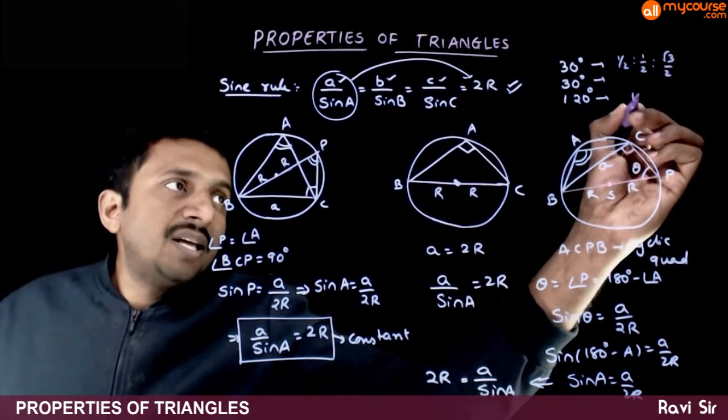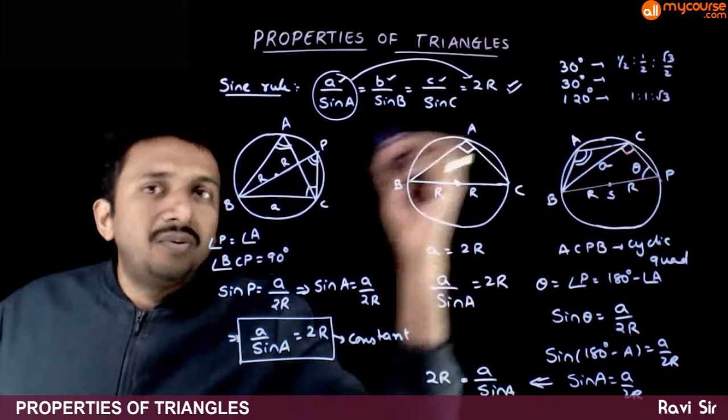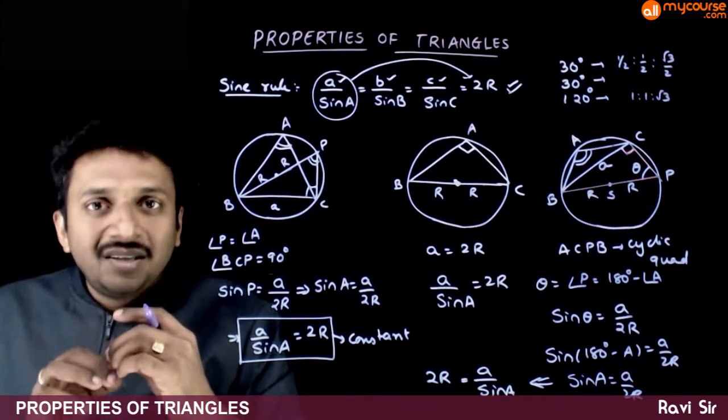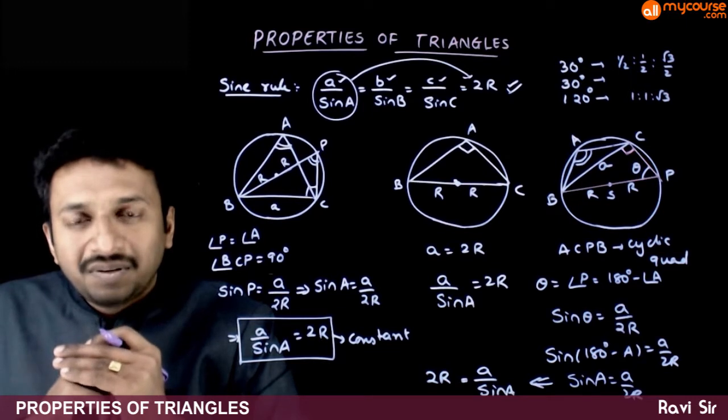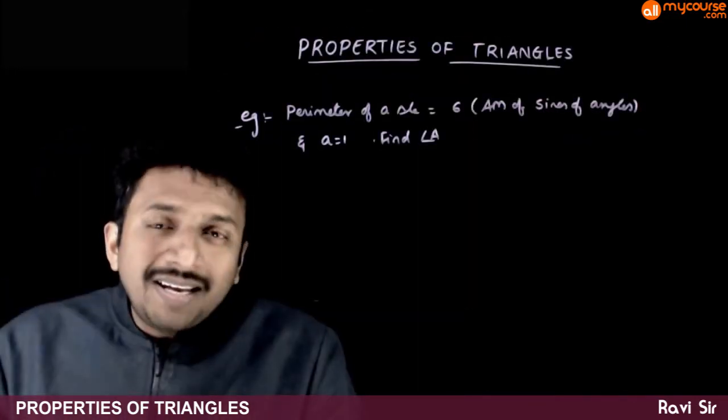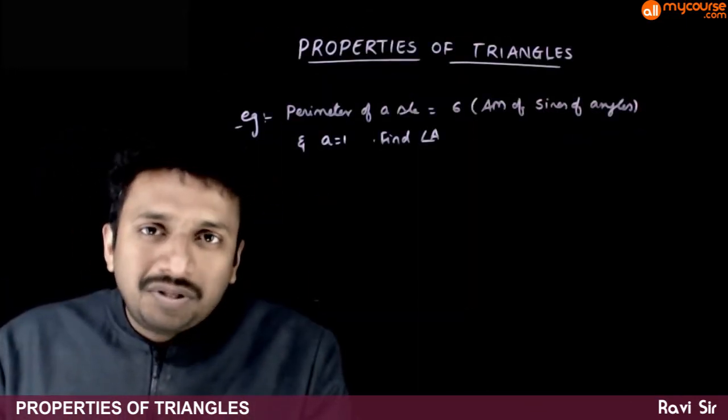So the sides will be in the ratio 1 is to 1 is to root 3. This is one result which gives you the ratio of the sides if the angles are known. So let us take an example where sine rule can be used.